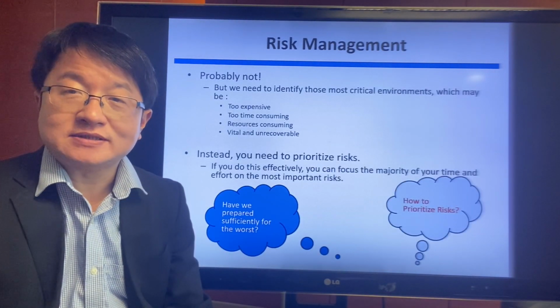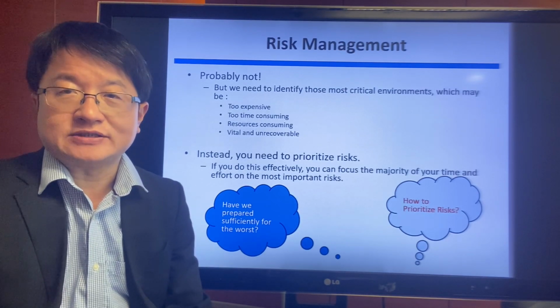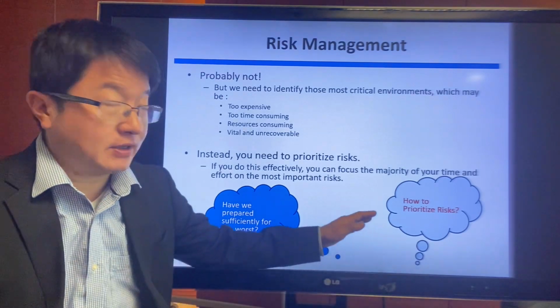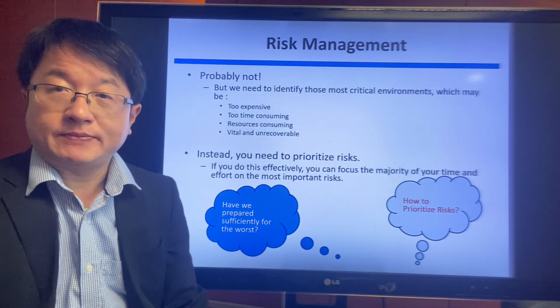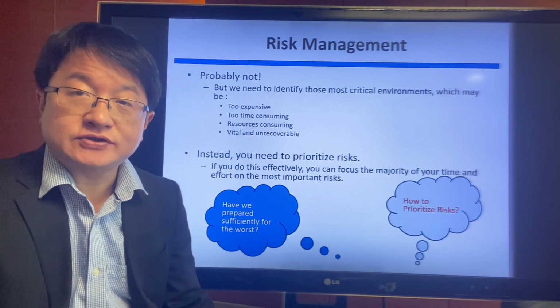If there are some risks that are very serious, it's a disaster and it's not recoverable, then we need to prioritize those risks and maybe put more resources to avoid those risks and do some preventions.